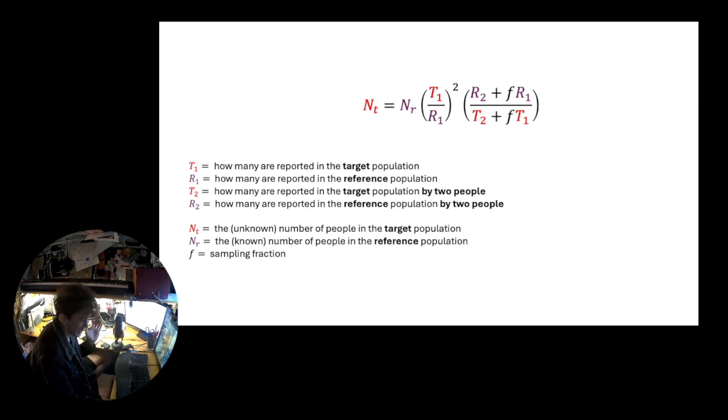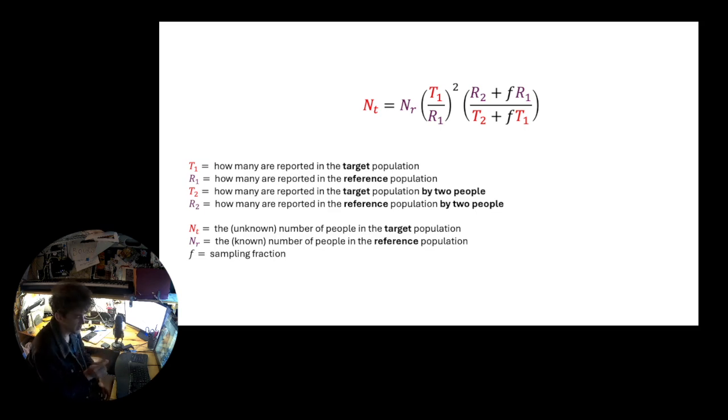F here is the sampling fraction. So if you sample 100 people and you know that the population from which you're sampling is 1,000, then this is 0.1. And again, we have the known number NR in the reference population.